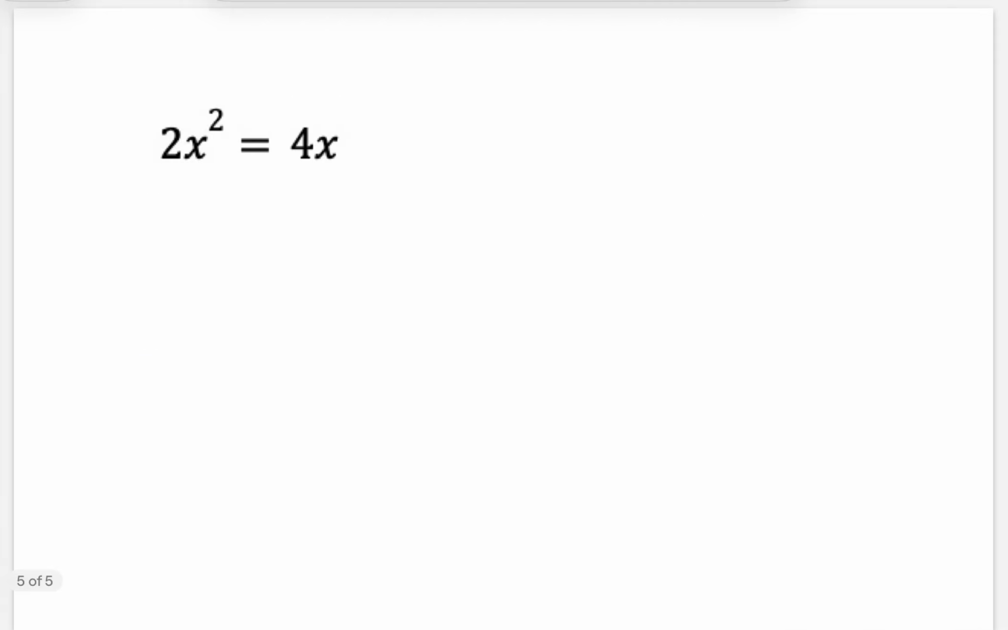Now our last one, we don't have a constant. So something that people want to do sometimes is they want to divide, but sometimes if we divide, we lose potential answers, especially when we're solving something that is in quadratic form, but not necessarily a quadratic equation. So what I want to do on this is get everything over to the same side, similar to the last two. So here I have 2x squared. I'm going to subtract the 4x to the left and set that equal to 0. So I'm missing a constant on this one.